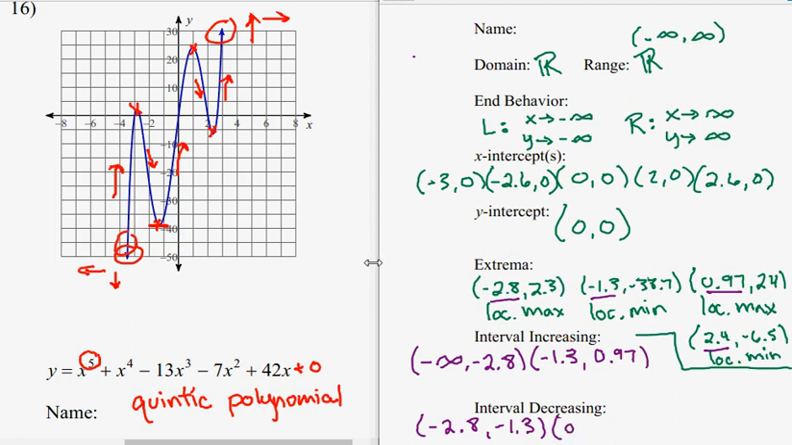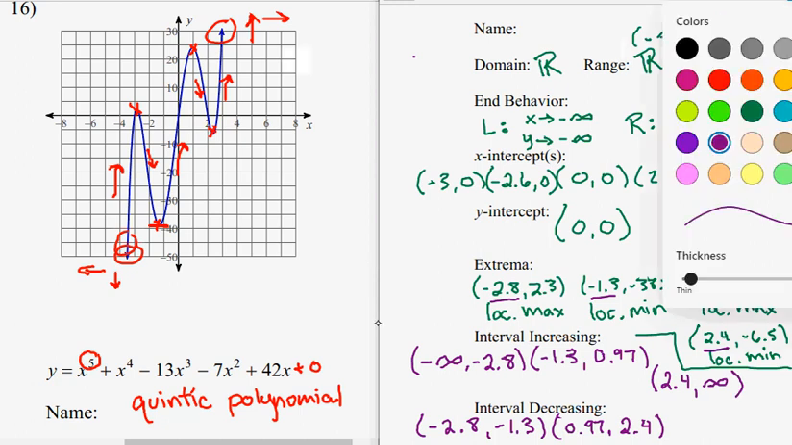Then it starts decreasing at 0.97, until when? Till this minimum point, when x equals 2.4. And then it starts to increase again at 2.4. And when does it stop increasing? Well, that's the last maximum point, and so it increases forever.